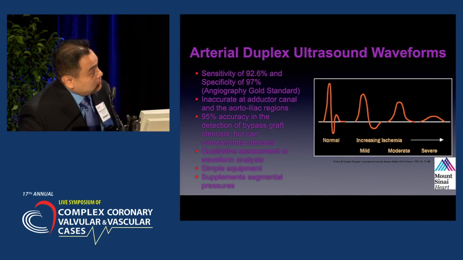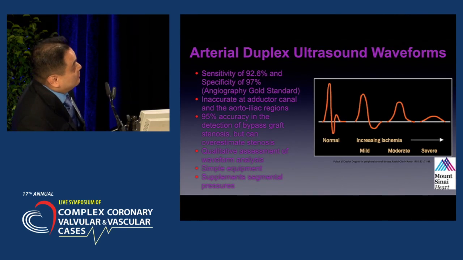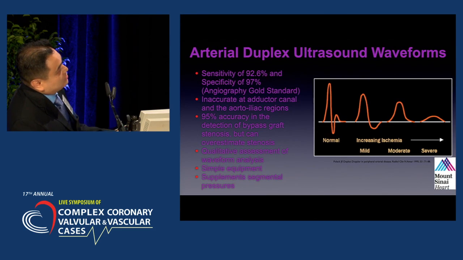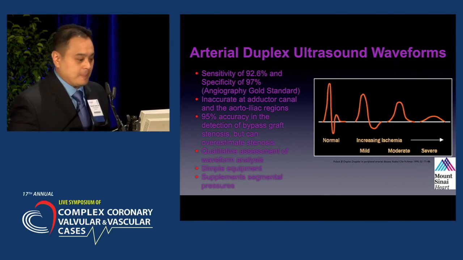This is again some sort of waveform that we see when we do the arterial duplex. Sensitivity of arterial duplex ultrasound is 92%, and specificity is 97%. And again, normal waveforms show increasing ischemia as the waveforms dampen.